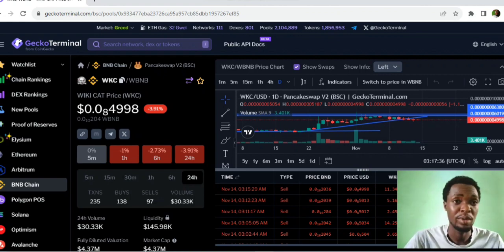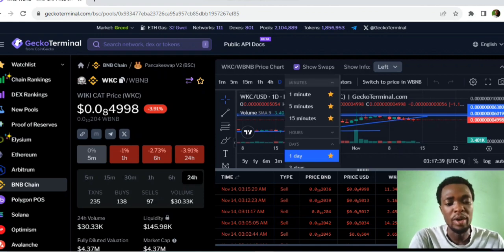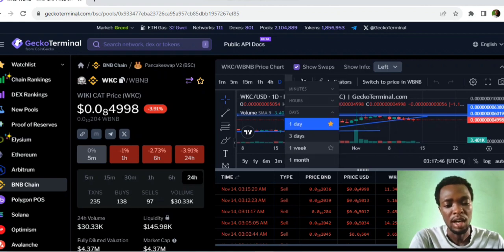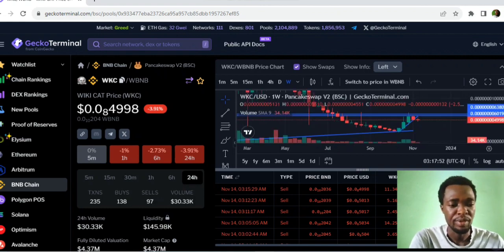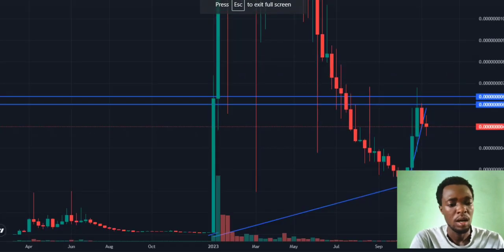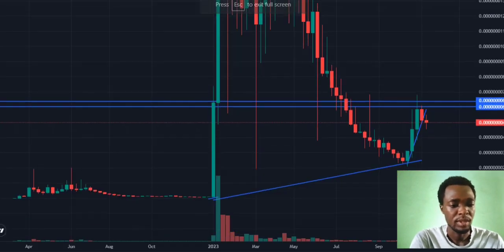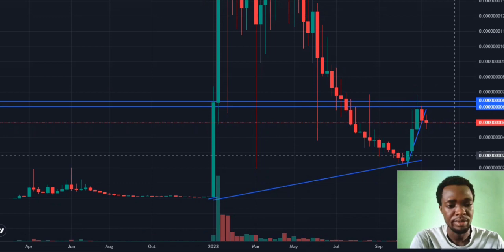But we're all about a shot, ladies and gentlemen, and you know how we do it out here. Top down analysis as always. So we want to start from the weekly time frame. Because of how the candlestick closed last week, we want to look at it from that perspective. So let's go to a weekly time frame. So this is the weekly time frame right here.